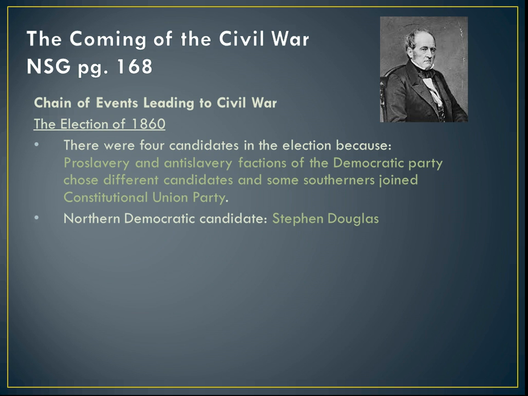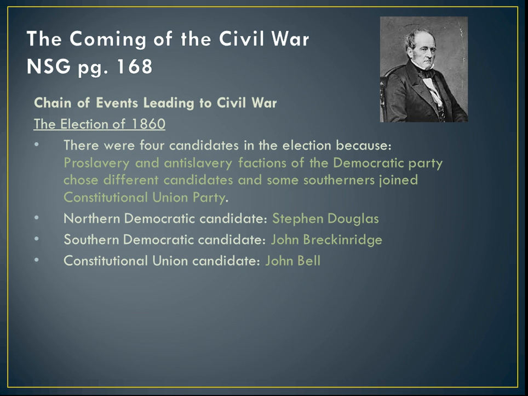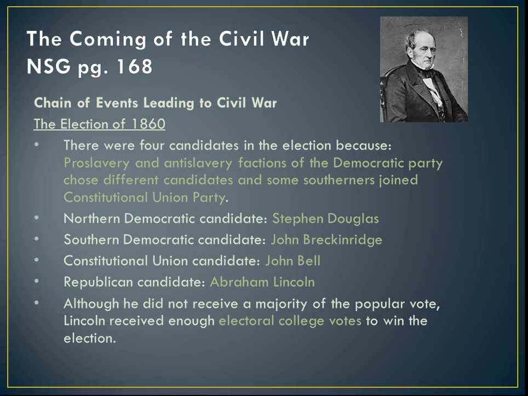Northern Democratic candidate Stephen Douglas, Southern Democratic candidate John Breckinridge, Constitutional Union candidate John Bell, and then the Republican candidate is Abraham Lincoln. Although he did not receive a majority of the popular vote, he received enough electoral college votes to win the election. Because there were four different people running, the popular vote was split between the four. But he did receive enough electoral college votes to win this election.